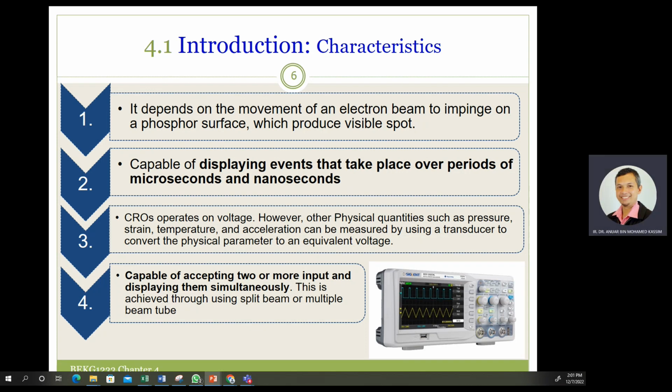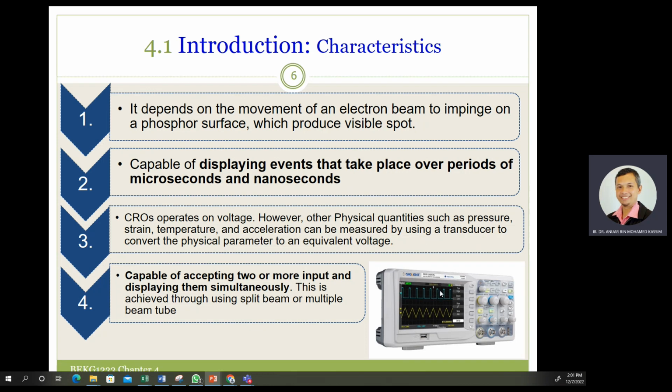And the CRO also operates on voltage. However, other physical quantities, such as pressure, strain, temperature, and acceleration, can also be measured by using a transducer to convert the physical parameter to the equivalent voltage. That means if we use a transducer, we can also measure pressure, strength, temperature, and so on, by converting from voltage to the value of other physical quantities.